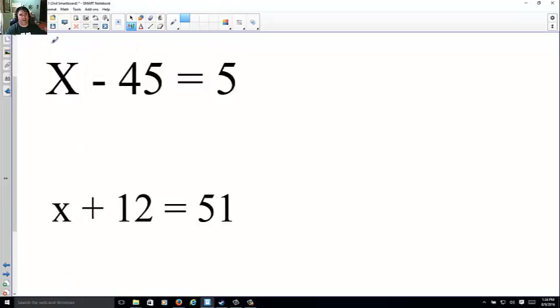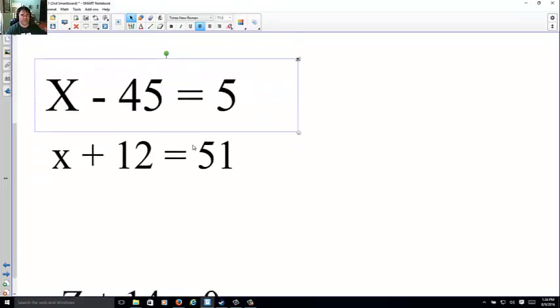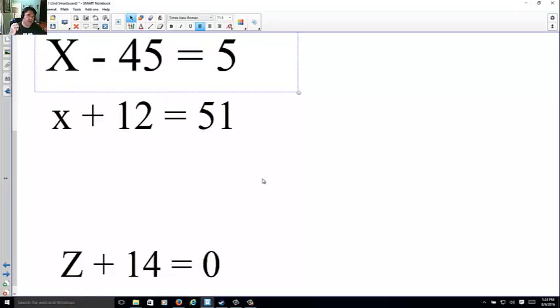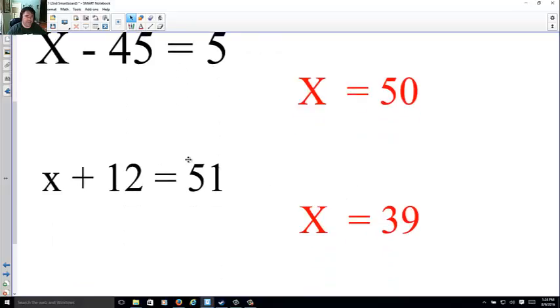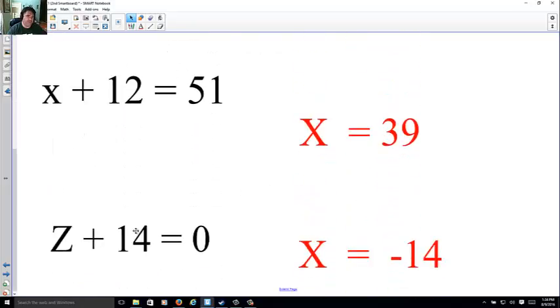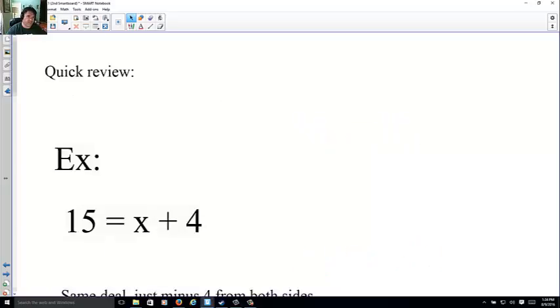Skills practice. Try these 3 once I move this down a little bit. Go ahead and try these 3. Pause this time. Let's see how you did. Add 45 to both sides, and you get 50. Minus 12 to both sides, you get 39. Minus 14 to both sides, you get negative 14.